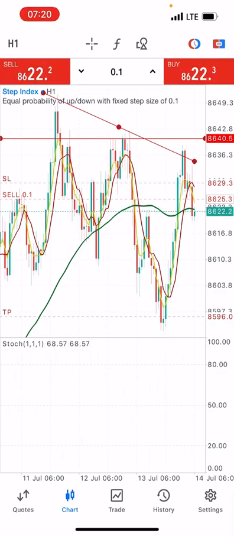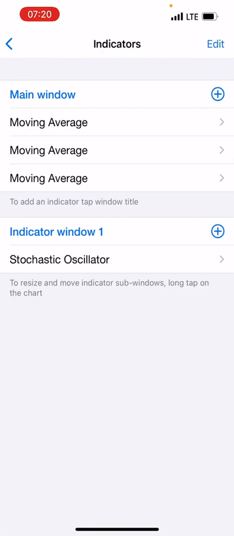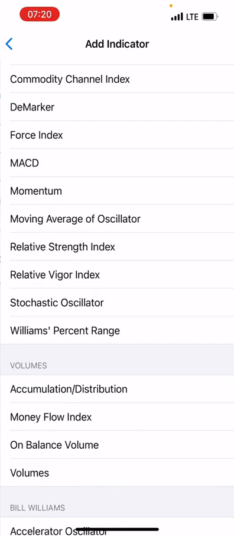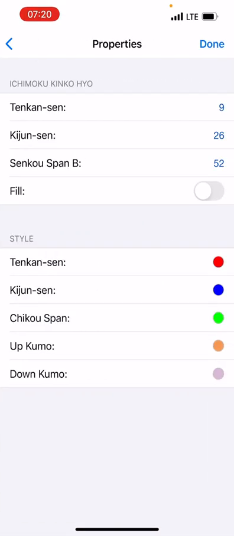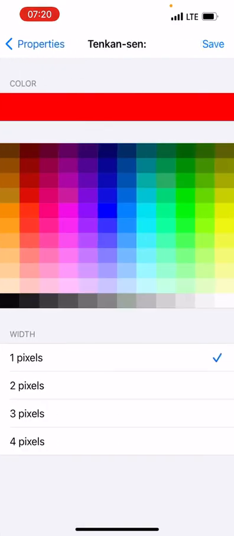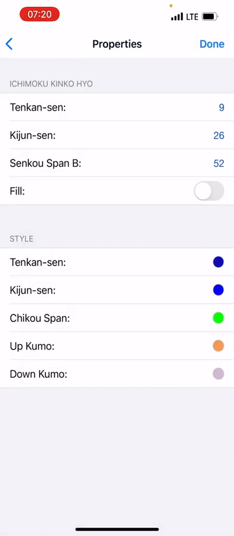Then lastly, we'll be getting the Ichimoku. Ichimoku at your indicator window 1. That's where you click indicator window 1 and go search for your Ichimoku, which you'll be setting as 9, 26, 52, just as you see on my screen. Then we'll take it on 4 pixel. Just make it 4 pixel. Then let's take blue and save.